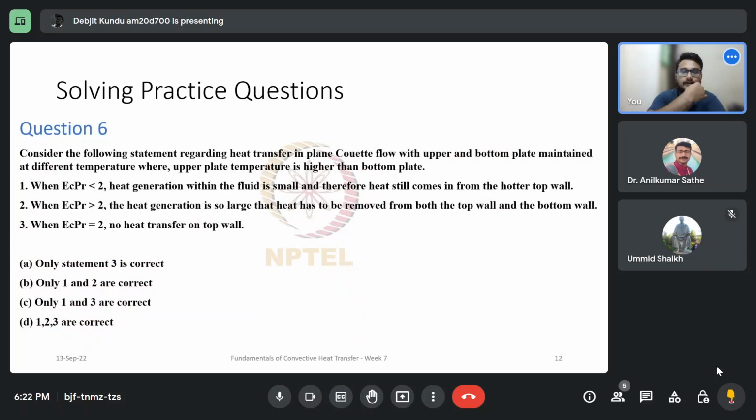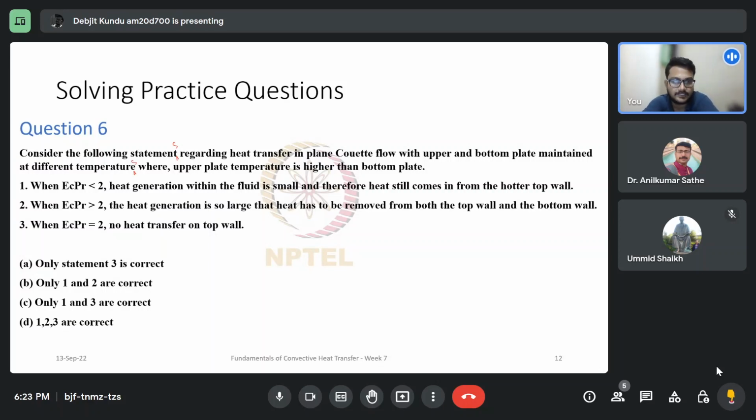So moving on to question number 6. Question number 6 says, consider the following statements. There is a typo here. These would be statements regarding heat transfer in plane fluid flow with upper and bottom plates maintained at different temperatures, where the upper plate temperature is higher than the bottom plate. Too many typos here.